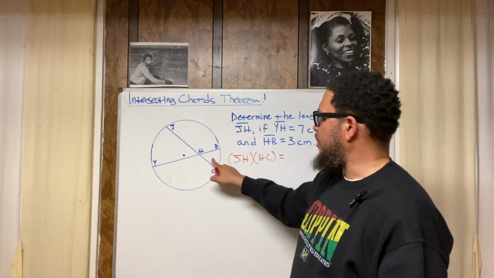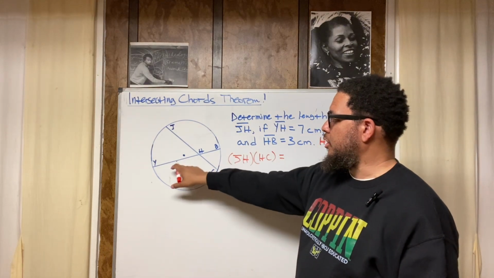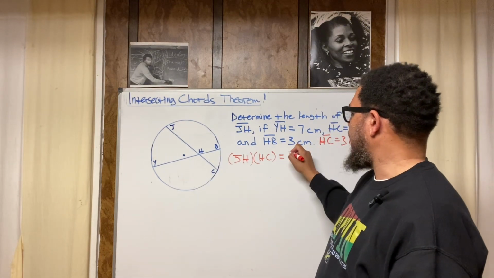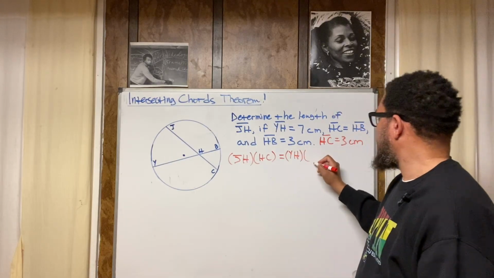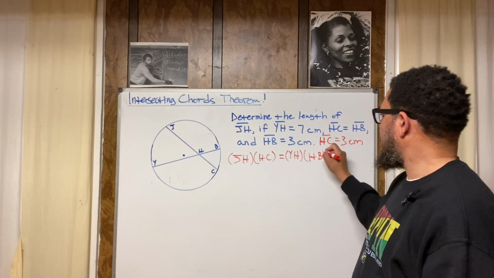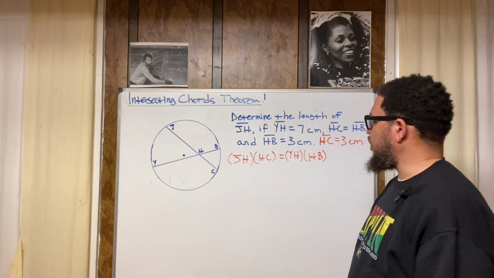right? So this segment times this segment is equal to this segment times that segment. So we've got YH times HB.